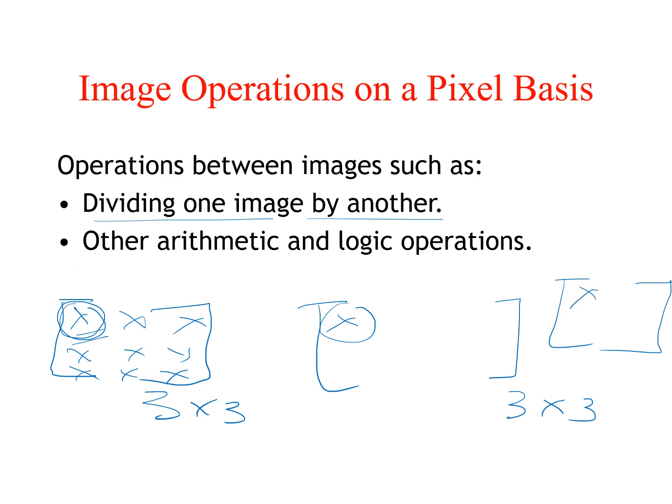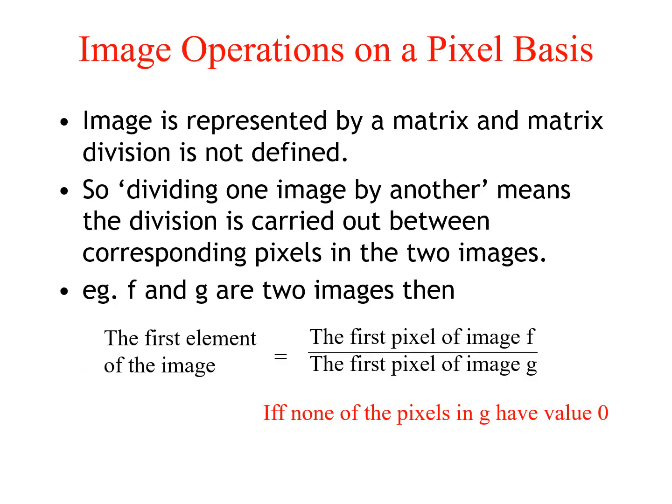Other arithmetic and logical operations are also possible using matrices. Whatever knowledge you have for matrices, you can apply for the images, because image is a matrix. So image is represented by a matrix and matrix division is not defined. That's what I told you. So you are going to divide pixel wise, pixel to pixel. That is what is written here. The first element of the new image will be equal to the first pixel of original image F divided by the first pixel of the second image.